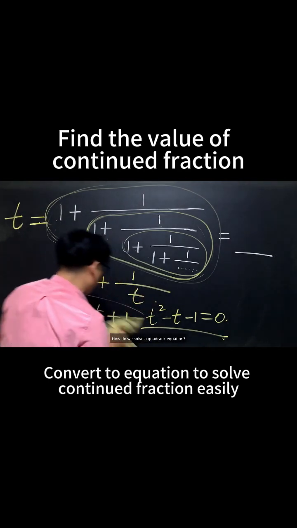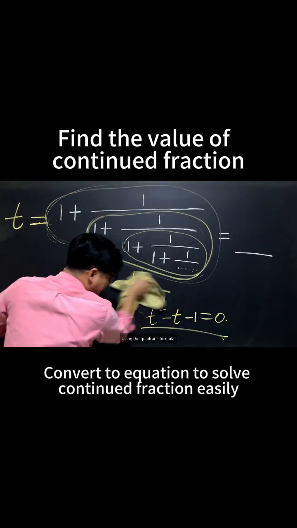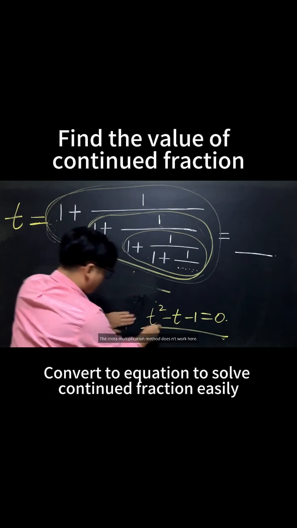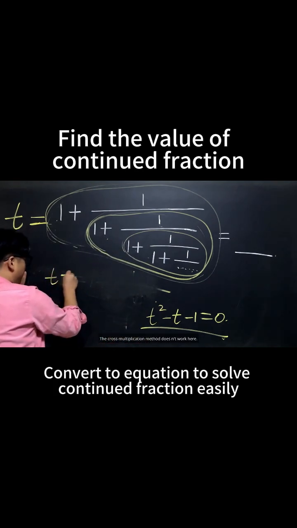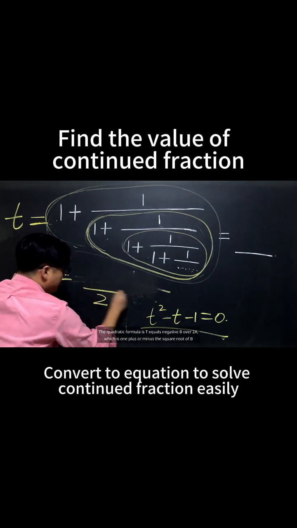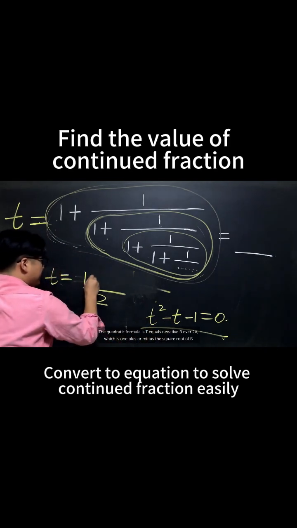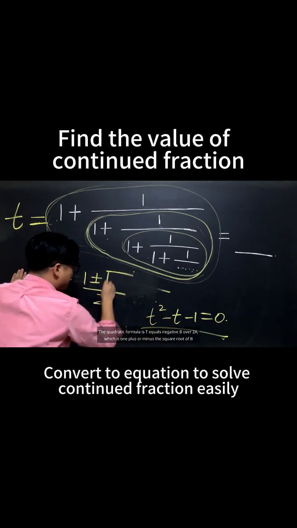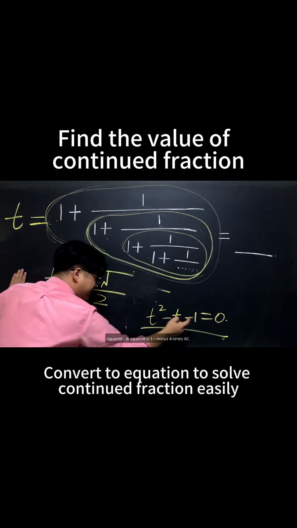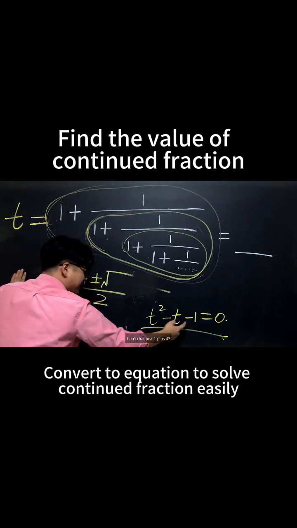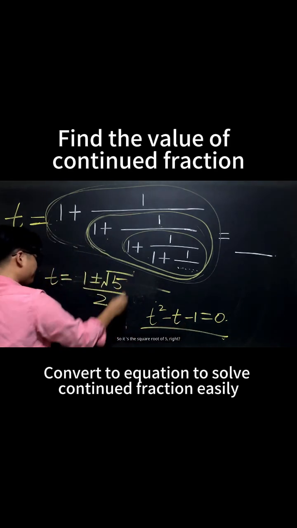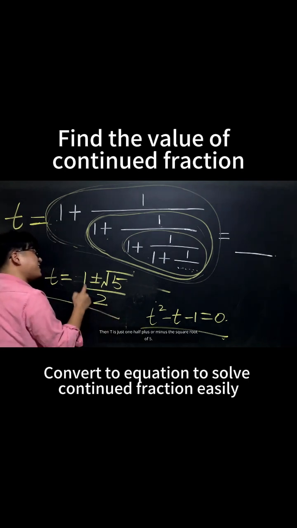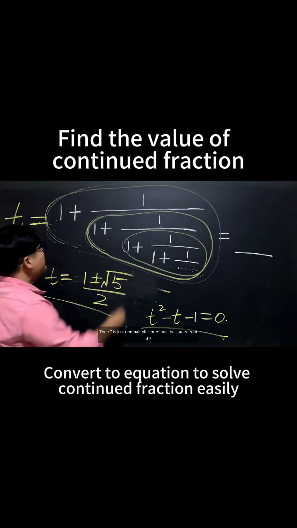How do we solve a quadratic equation? Using the quadratic formula. The cross multiplication method doesn't work here. The quadratic formula is t equals negative b over 2a, which is 1 plus or minus the square root of b squared. b squared is 1 minus 4 times ac. Isn't that just 1 plus 4? So it's the square root of 5, right? Then t is just 1/2 plus or minus the square root of 5.